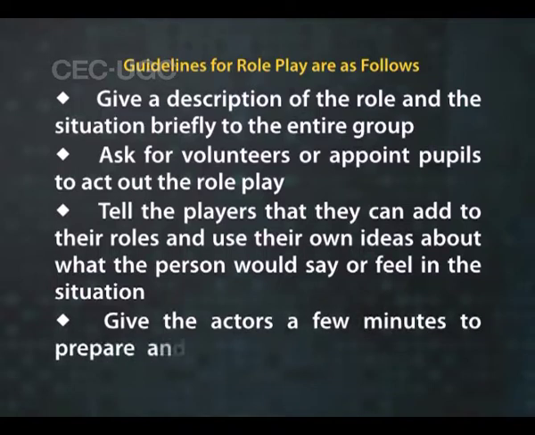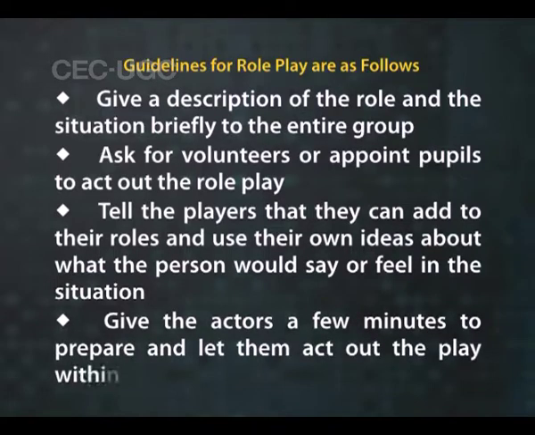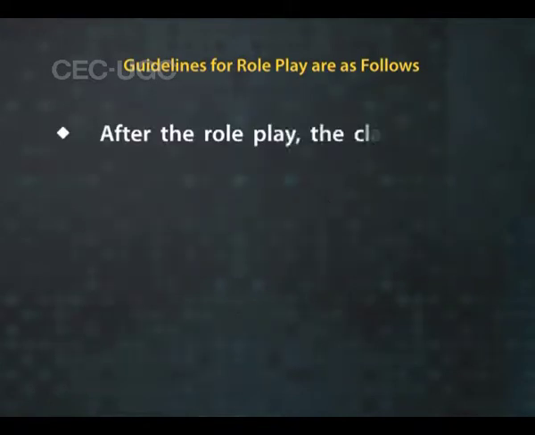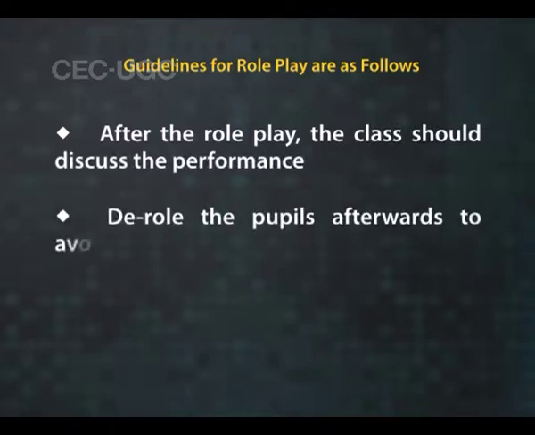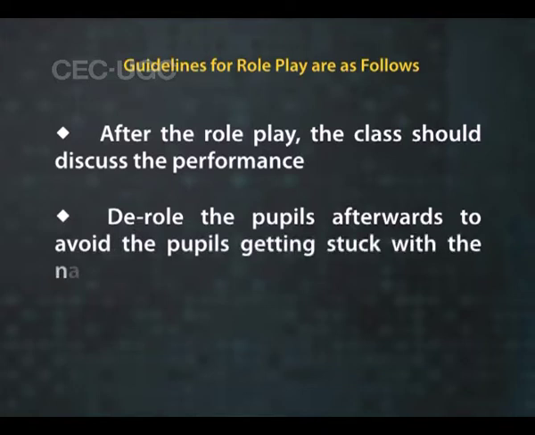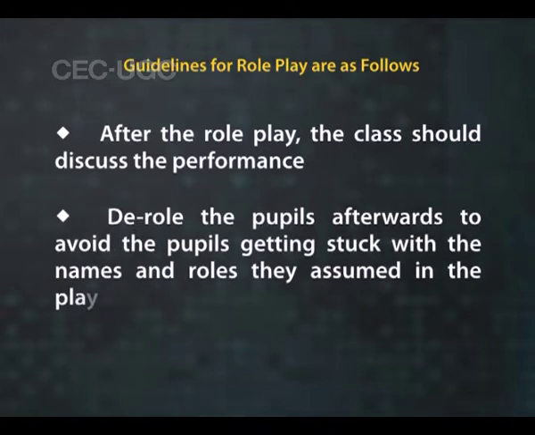Give the actors a few minutes to prepare and let them act out the play within 5 to 10 minutes. After the role play, the class should discuss the performance. De-roll the pupils afterwards to avoid the pupils getting stuck with the names and roles they assumed in the play. To de-roll, you may briefly explain that the roles and names the acting pupils took in the role play are not part of the pupils' real life. The acting pupils have not taken on new names or roles.